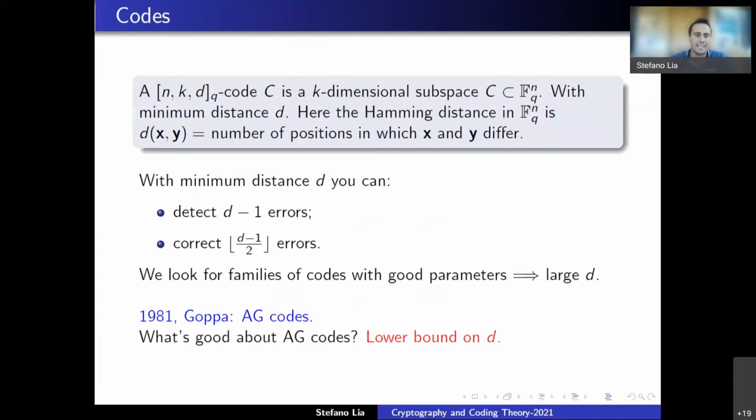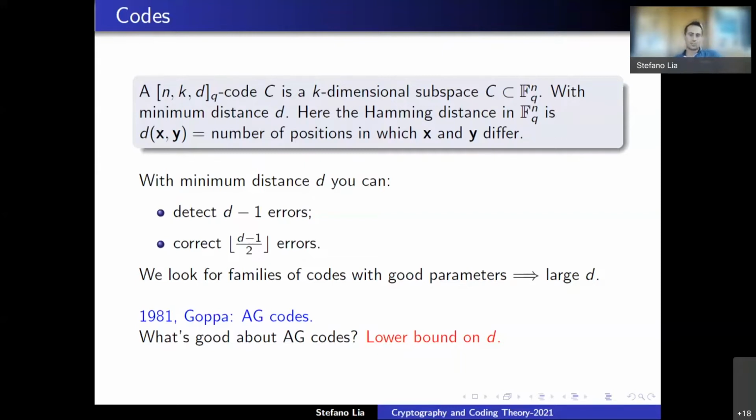So an [n,k,d]_q code C will be a k-dimensional subspace of F_q^n. F_q is the finite field with q elements, q a prime power, and d is the minimum distance of the code. Here we are considering the Hamming distance, which is the number of positions in which two vectors differ. And the minimum distance, of course, is the minimum among all the distances between two vectors of the code.